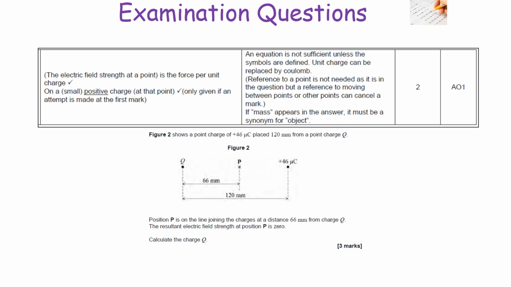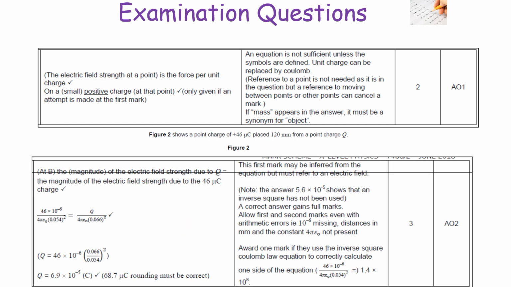Now, how do you calculate the charge here? Well, you'll notice that there are two charges. There's Q, and then there's the second one, which is 46 microcoulombs, and you'll notice that the resultant at P is going to be 0, so we can equate the electrical field strength from the left hand side to the right hand side and work out your value.